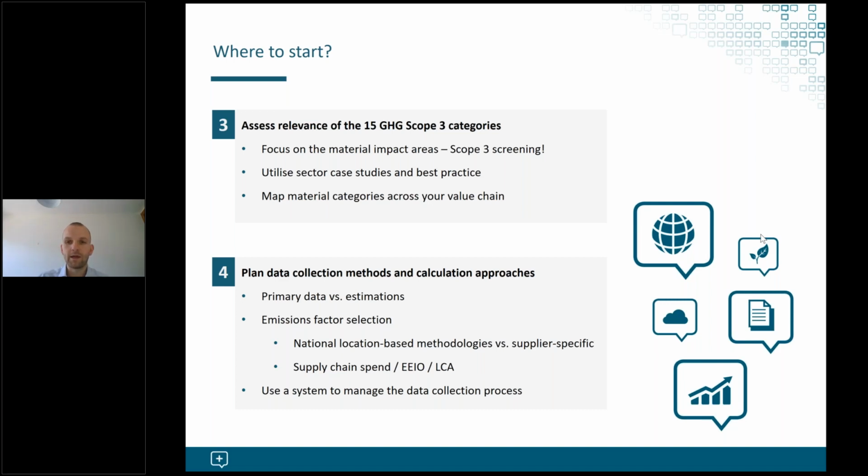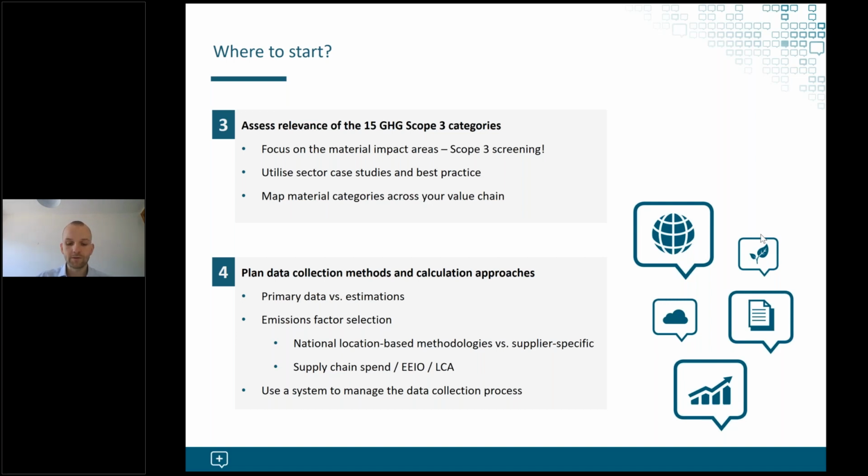So where we're going to aim to get actual primary data from the external organizations, suppliers, customers, investors, for example, and where is that not reasonable to do, not appropriate, and where are we going to need to rely on estimations and high-level methods.